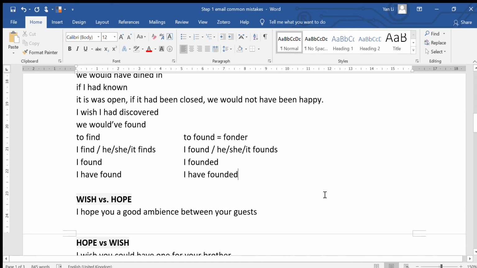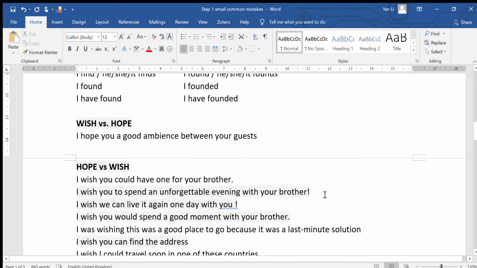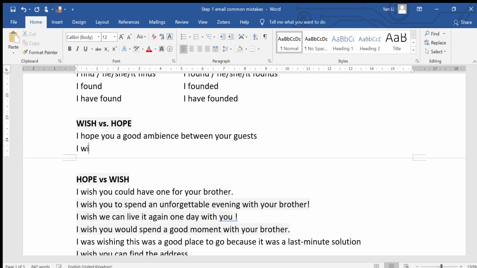Alright, moving on to wish versus hope. "I hope you a good ambiance between your guests." Now, what the person has tried to do here is use the structure of "I wish you a Merry Christmas," but they've stuck hope in there, and it doesn't work. So first of all, "I wish you something," or just "something," is a very antiquated way of expressing your feelings about an issue.